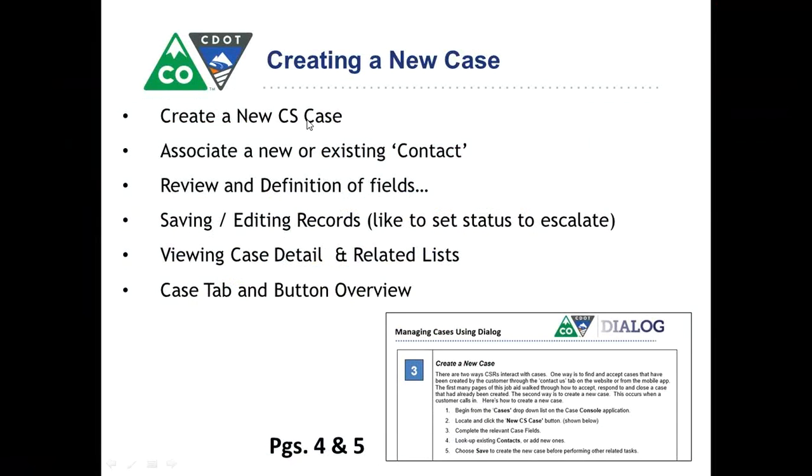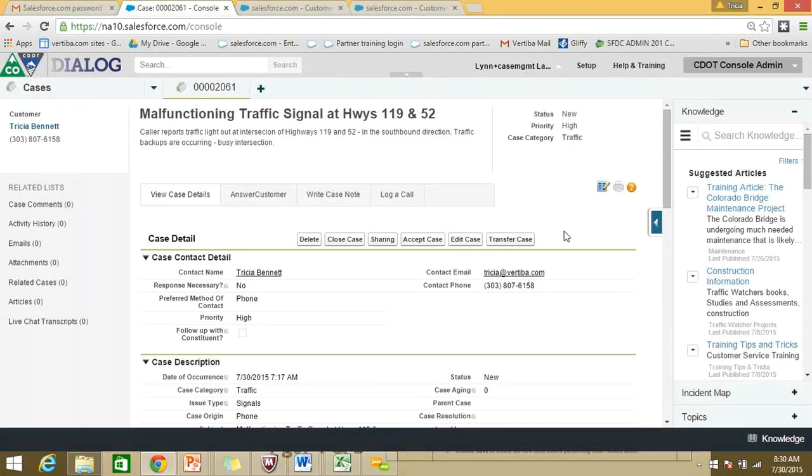We've gone through creating a case, creating a new or existing contact. We went through all of the review and the definition of the fields, and we talked through saving. So let's take a quick look at editing and case detail in the related list. So now that we've created our case, we have our case detail.